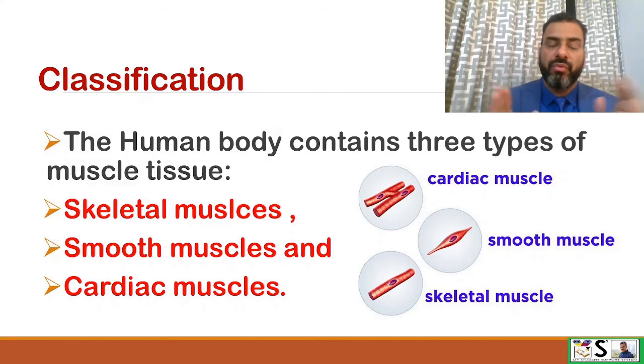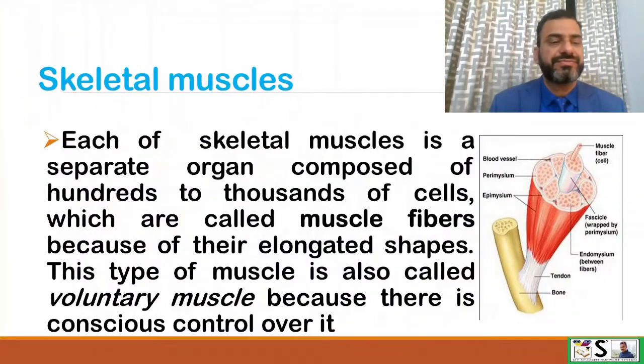Now, what is the classification of muscles? In the human body, there are 3 types of muscles: skeletal muscles, smooth muscles, and cardiac muscles. What are skeletal muscles? Each skeletal muscle is a separate organ composed of hundreds or thousands of cells, which are called muscle fibers because of their elongated shape.